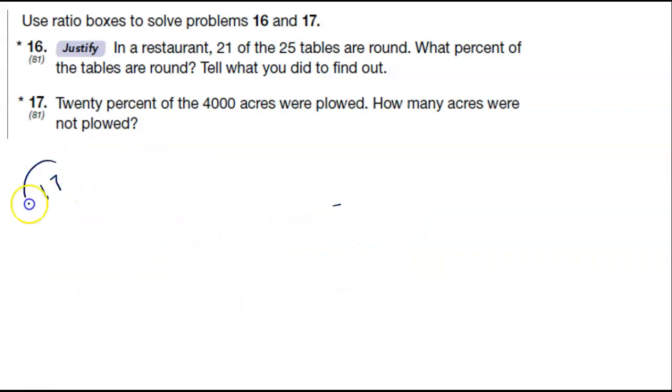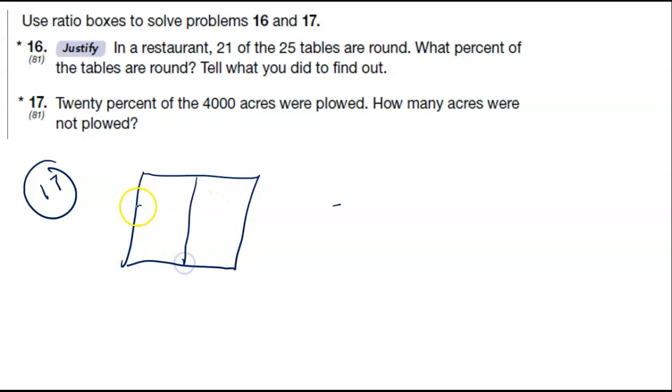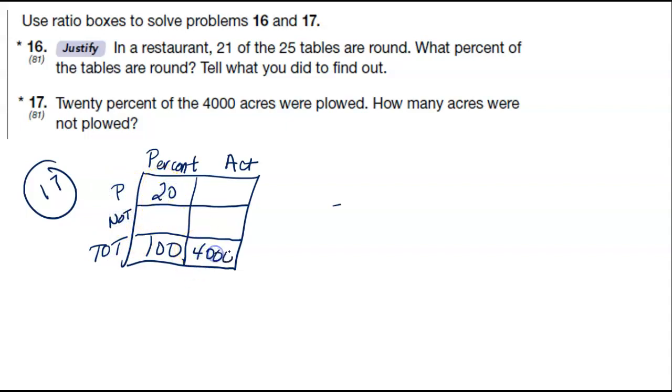All right, 17. Same. So let's draw this again. Let's see if I can do it closer to the first time this time. I got the last one right. It just took me a few tries, which is okay. Actual. Let's see. So we have 100% because this is total. And we have plowed and not plowed. So we have 20% of the 4,000 acres were plowed. How many acres were not plowed? So I know this plus this is 100. And you're going to cross multiply and solve that.